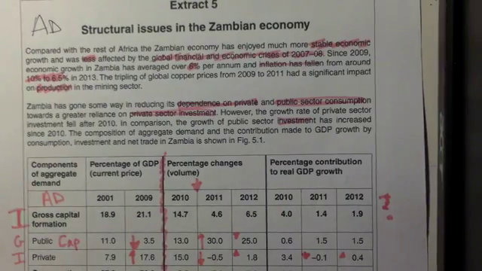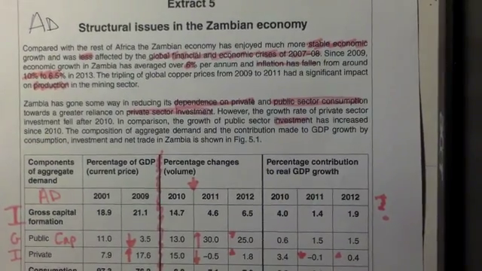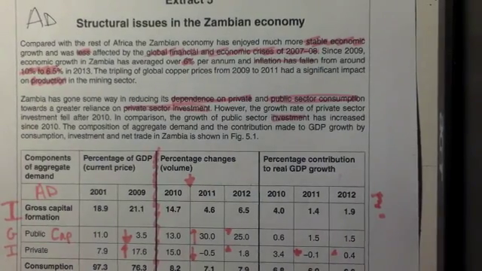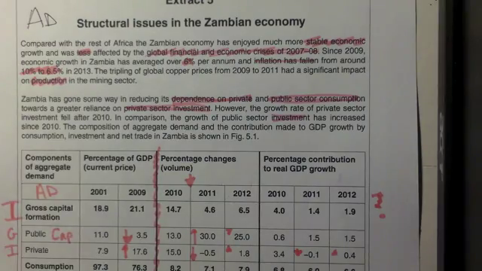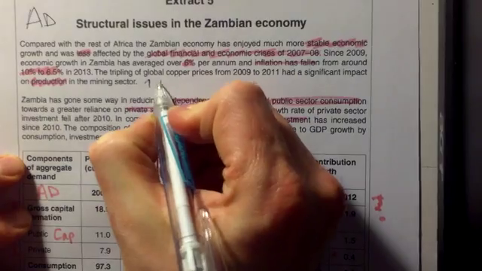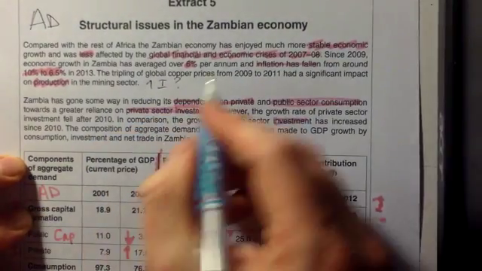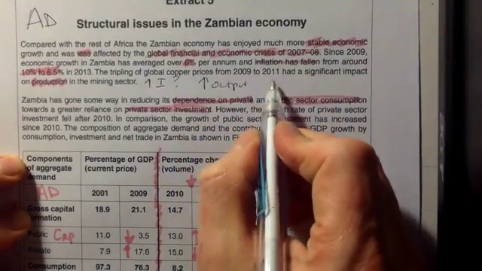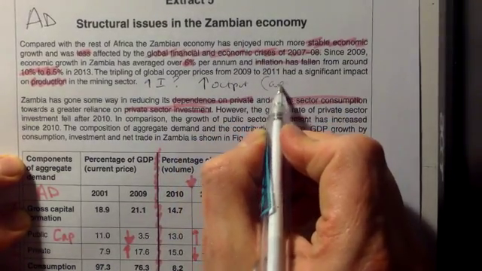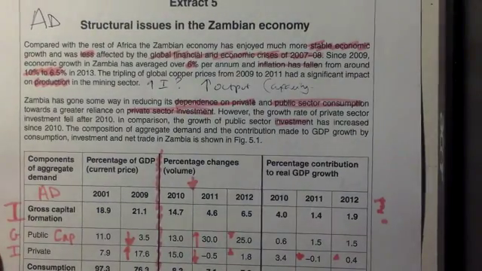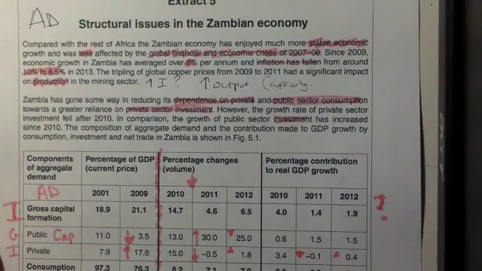Then it talks about the tripling of global copper prices from 2009 to 2011 having a significant impact on production in the mining sector. Now, this doesn't necessarily mean that there is an increase in investment in the mining sector, so I'll put a question mark next to this. What it means is that there's an increase in output, and this may just be from using up capacity that was already there. And we'll have a look a little bit further down when we get to it at some information that might help with that.